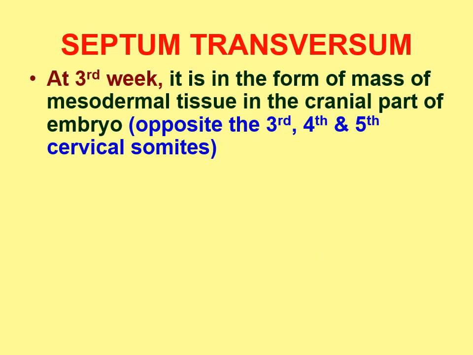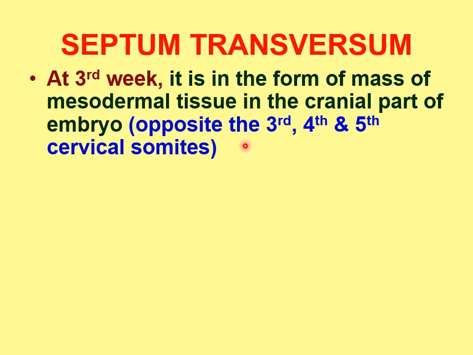So first of all is the septum transversum. And this septum transversum, as you know, is a thickened splanchnic mesodermal ridge. This is a mass of splanchnic mesodermal tissue which is present initially in the cranial part of the embryo opposite the third, fourth and fifth cervical somite. So that is a very important point to note, that it is present against the third, fourth and fifth cervical somites, and definitely it will receive its innervation from these somites.